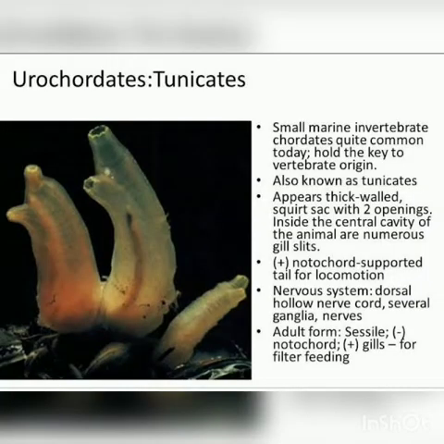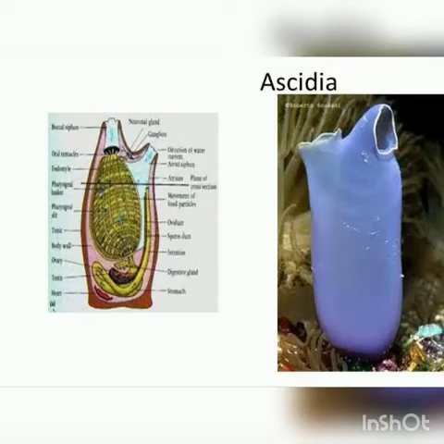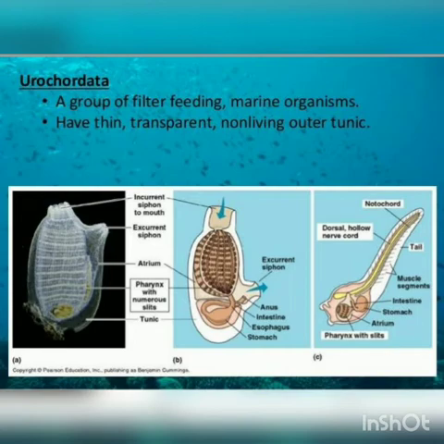And then subphylum Urochordata. Uro means tail, chord means notochord. They are commonly called sea squirts. The body is unsegmented and is covered by a tunic, a sac-like structure. Coelom is absent. Notochord is present only in the tail region of the larva, hence it is named Urochordata. And it shows retrogressive metamorphosis.